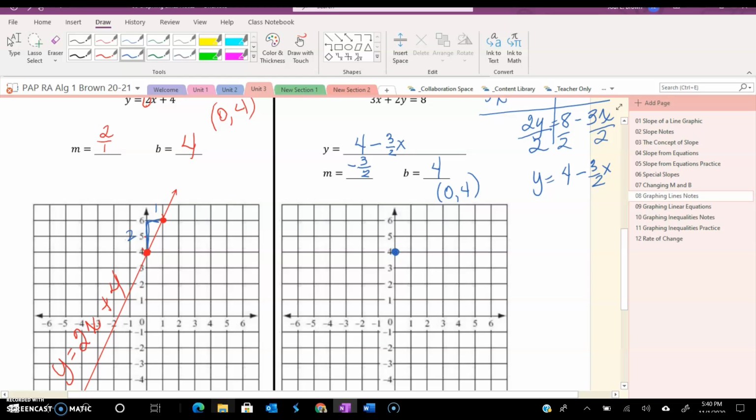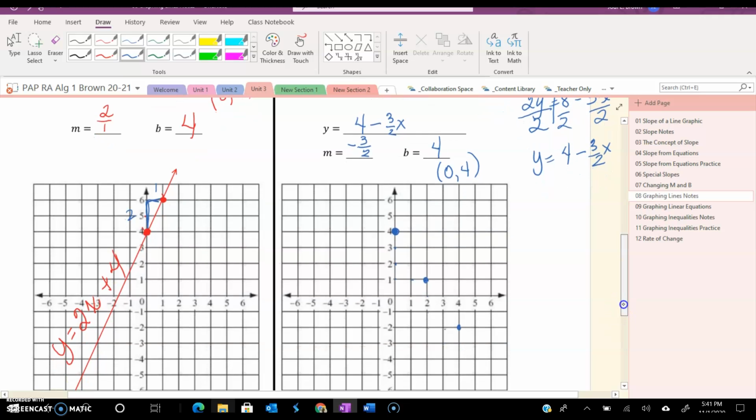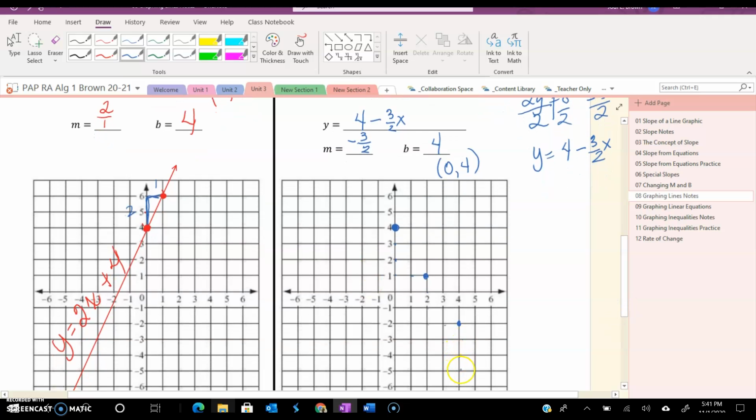This slope gets me to another point on the line. It's a negative 3 over 2. So I'm going to go down 1, 2, 3, and to the right 2. Let's do it again: 1, 2, 3, to the right 2. If you keep doing it over and over again, you're going to get the same line.